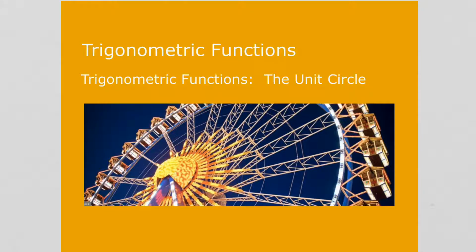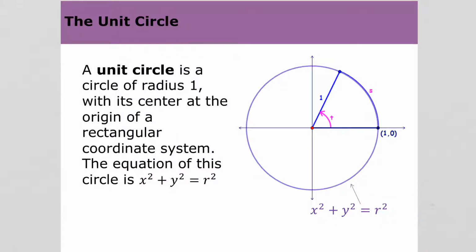Here is the very important section on the unit circle. A unit circle basically is just a circle with a radius of 1. That's all it is. But we find a lot of angles and everything from this circle, considering that the radius is 1, so it's going to be very, very useful for us. The equation of this circle is x squared plus y squared equals r squared, or in our case, since r is 1, just equals 1.